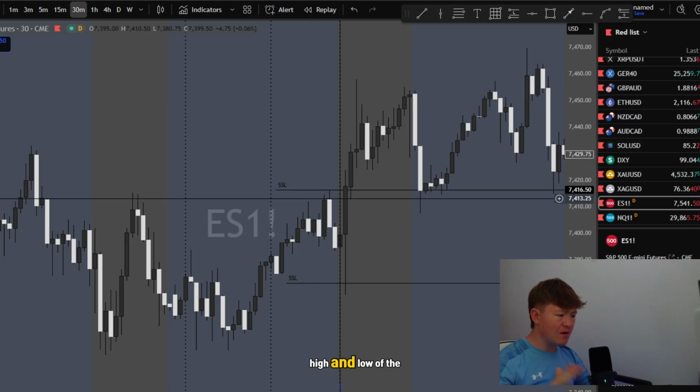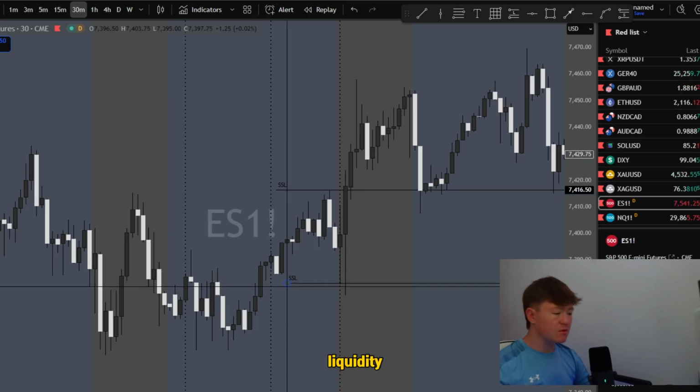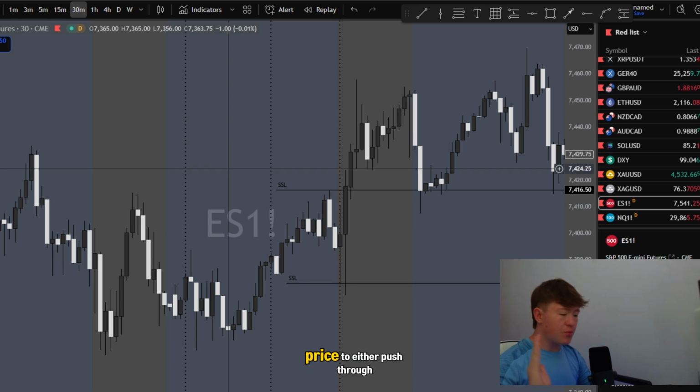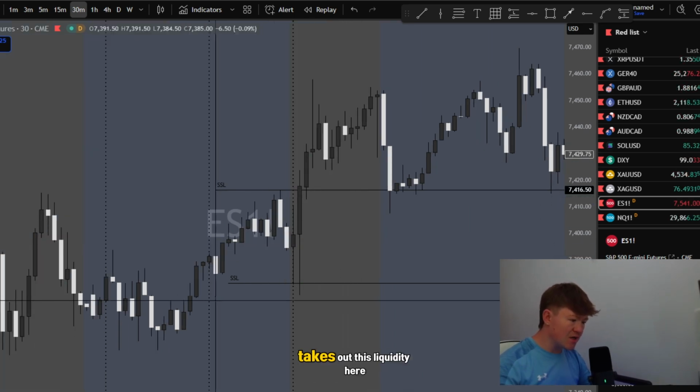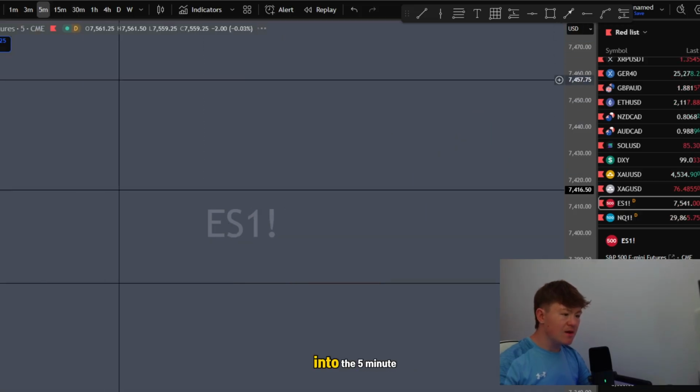So we've marked out the high and low of the previous session, which is a lower resting liquidity. So we're waiting for the price to either push through here or push through here. What does price do? Boom, takes out this liquidity here. So what are we doing? Into the 5 minute.